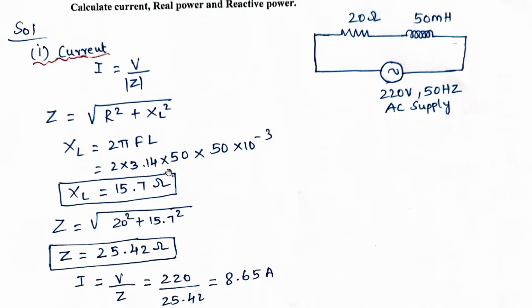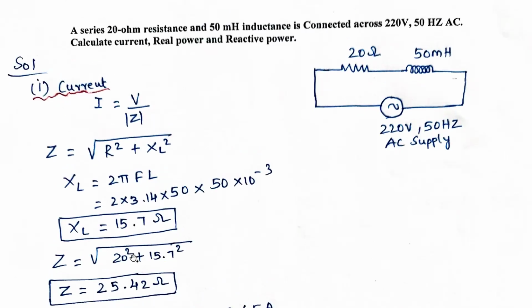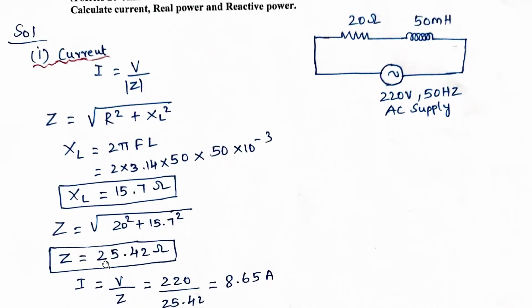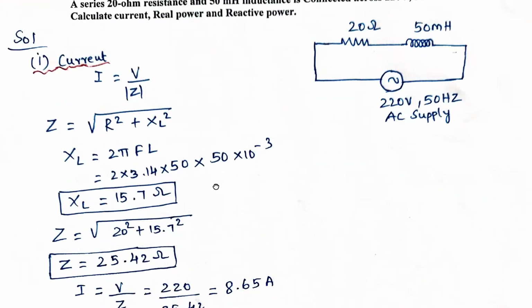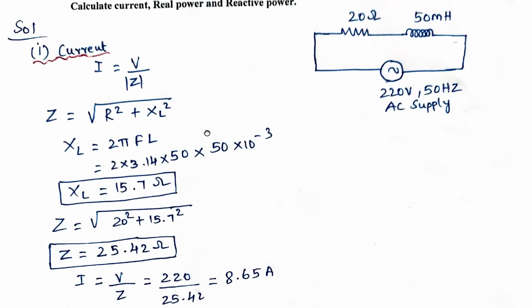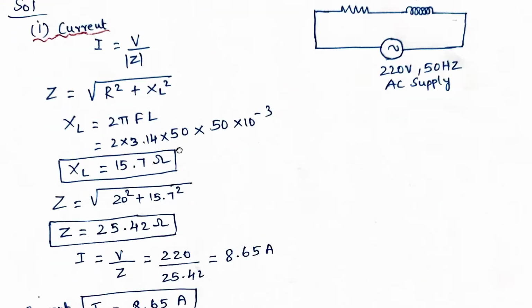Now we need to substitute R over here. R is 20 ohms. So 20 square plus 15.7, the whole square. If you simplify, we'll get the answer as 25.42. So after finding out Z magnitude, we need to find out the current.